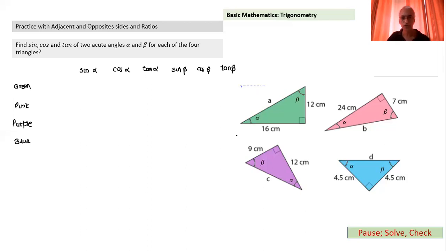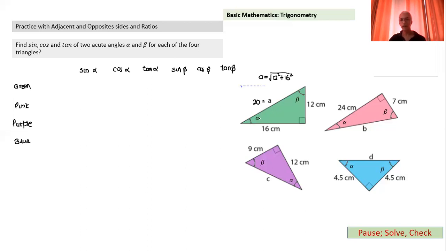So let's start with this triangle here. To find these ratios, I need to know all three sides, but only two sides are given. Since it is a right angle triangle, the third side can be found by applying Pythagoras theorem. So what will A be equal to? A will be equal to root of 12 square plus 16 square, which comes to 20. I'm not going into the calculation. So first we have found the third side.